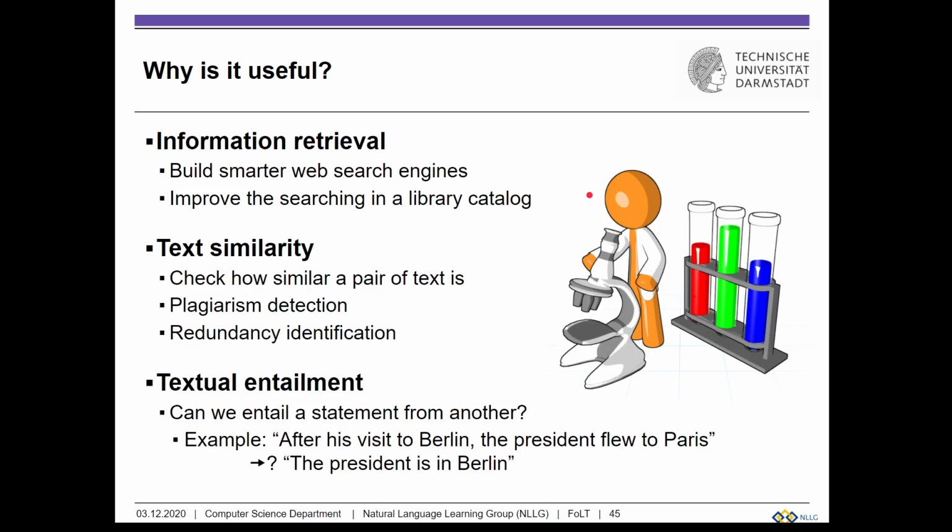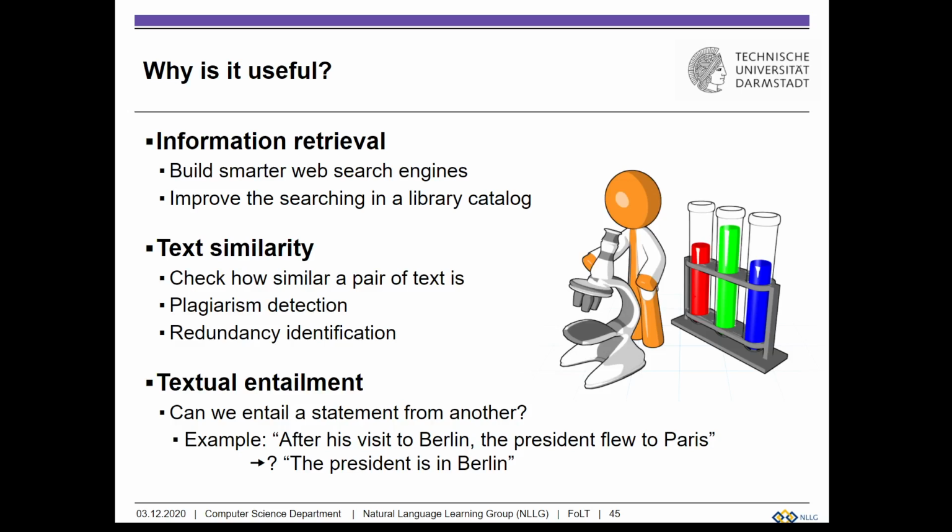Why is it useful? Because we can compute text similarity, we can use it for information retrieval, to build better web search engines, as I have outlined to you. If we have a library catalog, via semantic similarity we could better find the things that we are looking for. And we can use this for other applications. So semantic similarity is a very high-level concept in natural language processing.